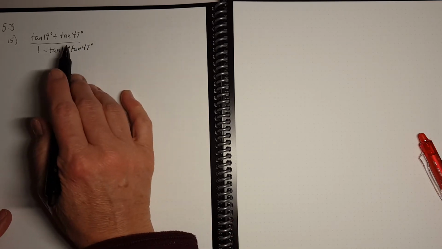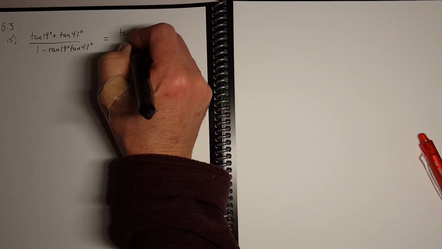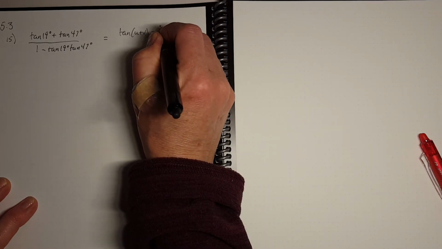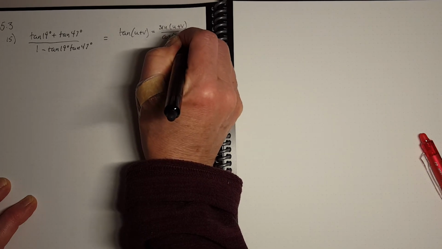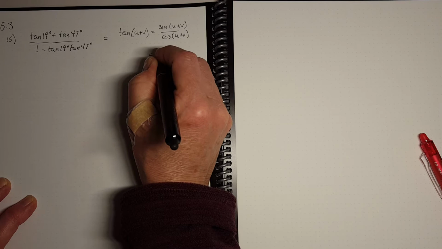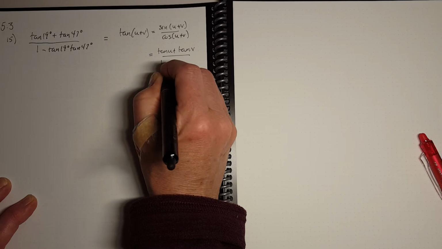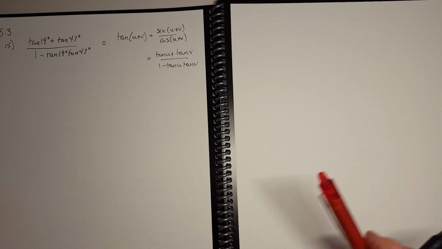And if you watch the videos or you read the chapter, you know that this is one of the tan A plus B, tan A minus B identities. So this is a tan U plus V identity. It can be written as sine U plus V over cosine U plus V like we did in the last video, or it can be written as tan U plus tan V over 1 minus tan U times tan V. So it fits into this second model that we have here.